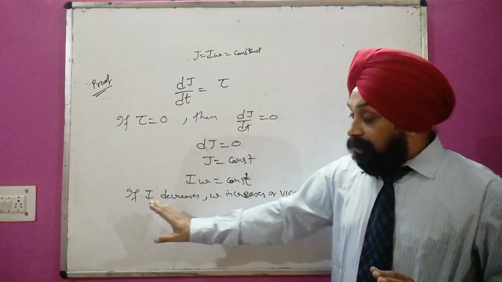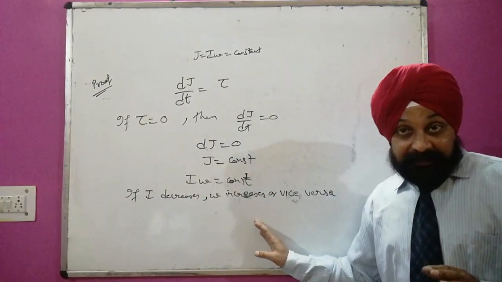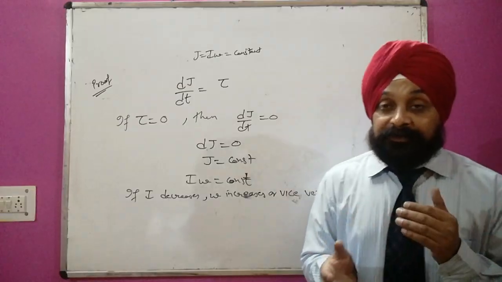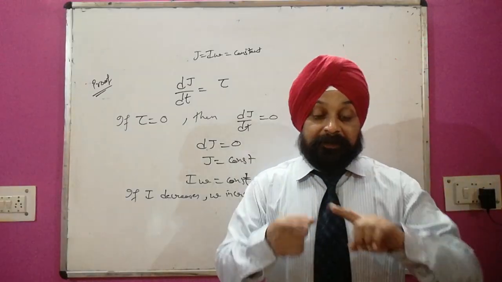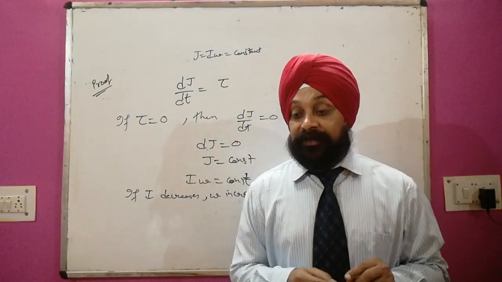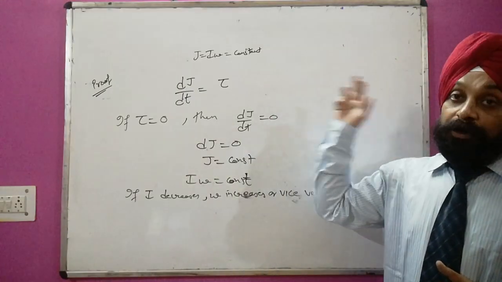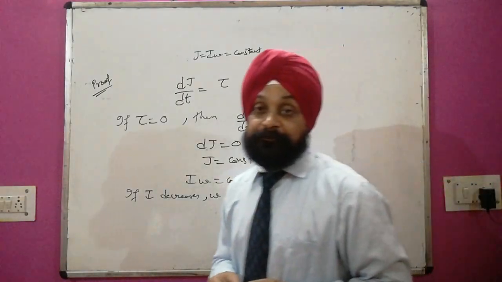Physics says I decreases, omega increases. If you increase I, omega decreases. They have a vice versa relation. And somersault is one of the examples. Third example, which is based on the law of conservation of angular momentum.